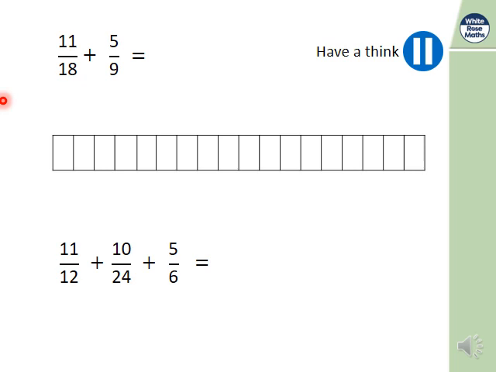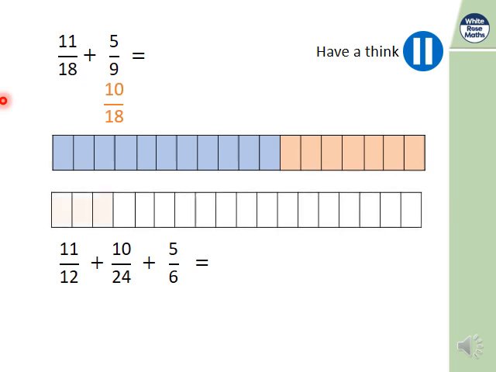Let's have a look and see. So we had 11/18, add 5/9, and the first thing we should have done was converted by multiplying by 2 our 5/9 to 10/18. We can see there is our 11/18. Now we would add our 10/18, and that would look like that. And we can see there altogether we have got 21/18. What would that be as a mixed number? 1 whole and 3/18.